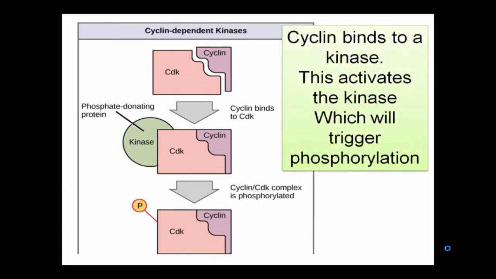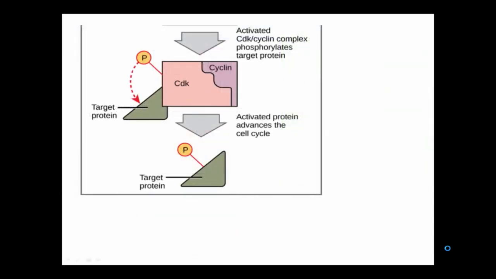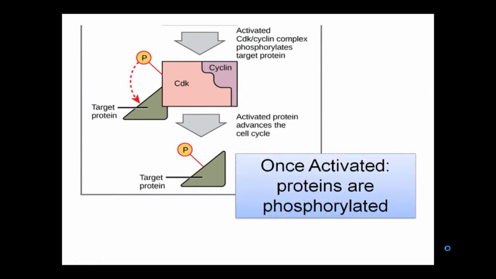Cyclin actually binds to a specific kinase called a CDK, cyclin-dependent kinase. When it attaches, it is going to trigger phosphorylation. The CDK is phosphorylated, and then it can go phosphorylate and activate regulatory proteins that are going to trigger the cell cycle. So when cyclin and CDK are together, proteins are going to be activated. CDKs don't break down. Cyclin will break down once the activated proteins have taken place.